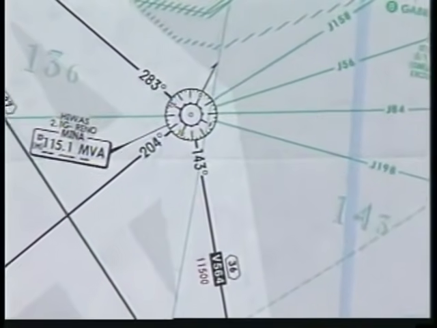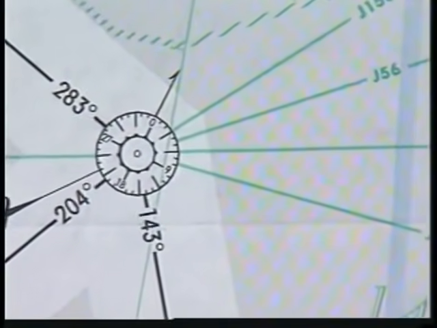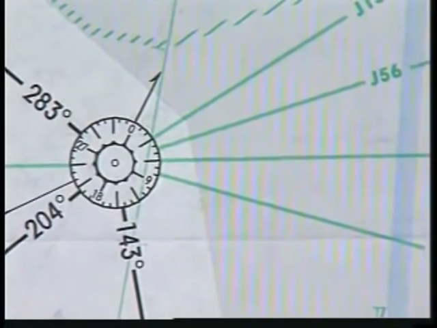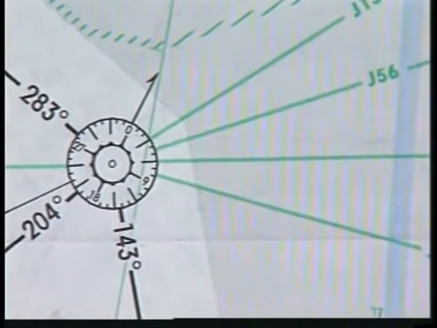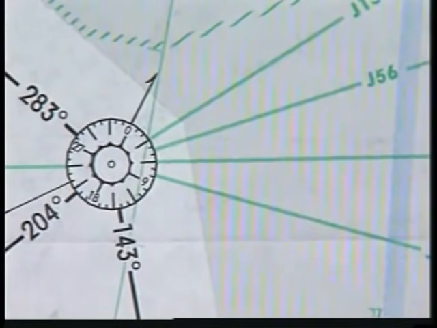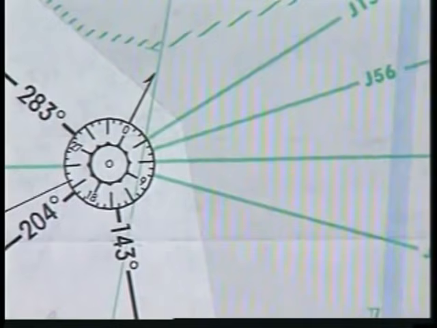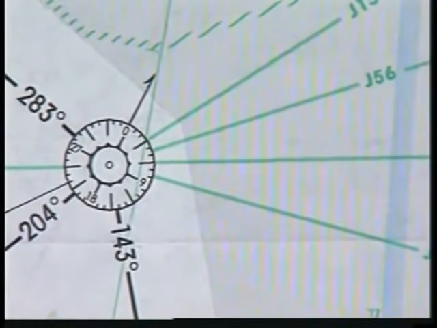Although high-altitude jet routes pertain to flight at and above 18,000 feet, they are printed on low-altitude charts for orientation. These routes, which are shaded green, help you transition from the low-altitude structure to the high-altitude structure and back again.